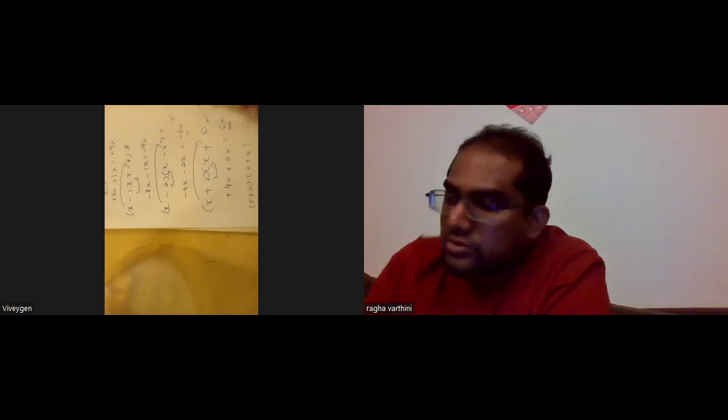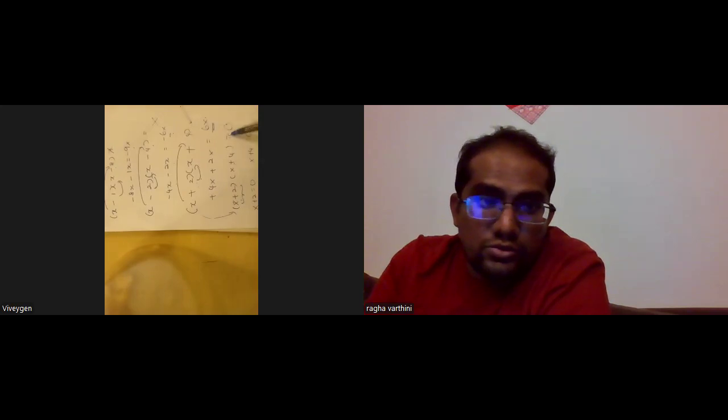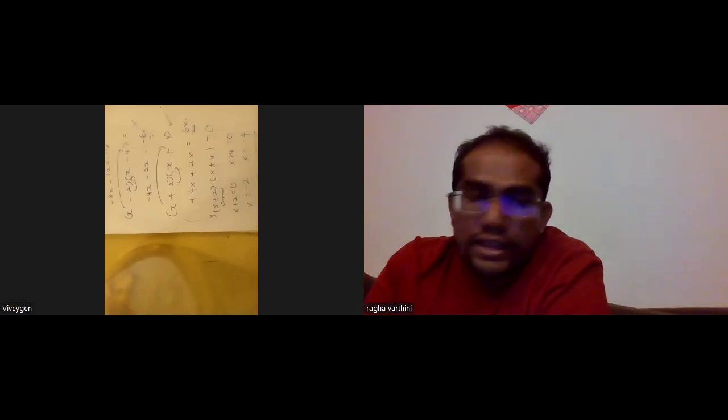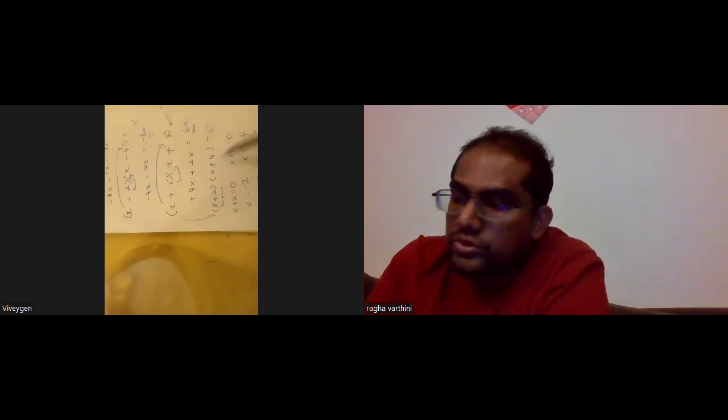Okay. So I take this one and I solve: x plus 2, x plus 4 equals 0. So this one equals 0, so I get x equals negative 2. And this one also equals 0, I get x equals negative 4. So you see, these two answers are the same as when you use the formula.